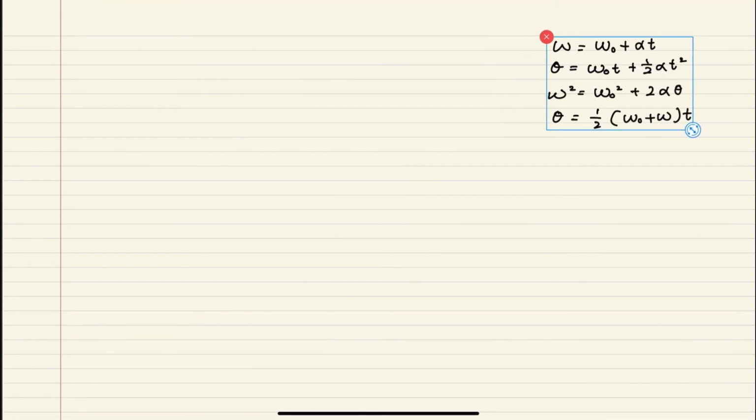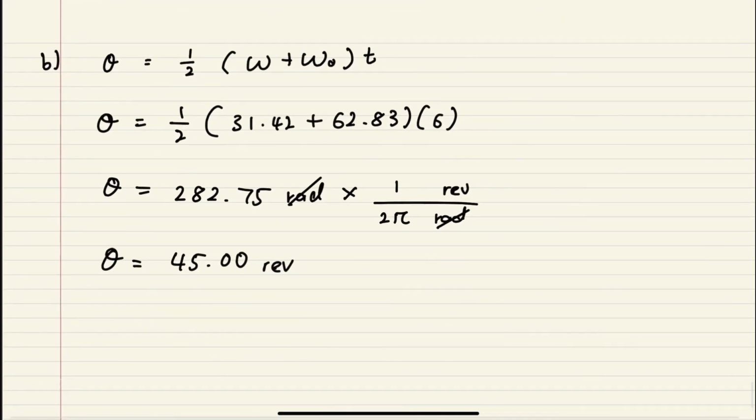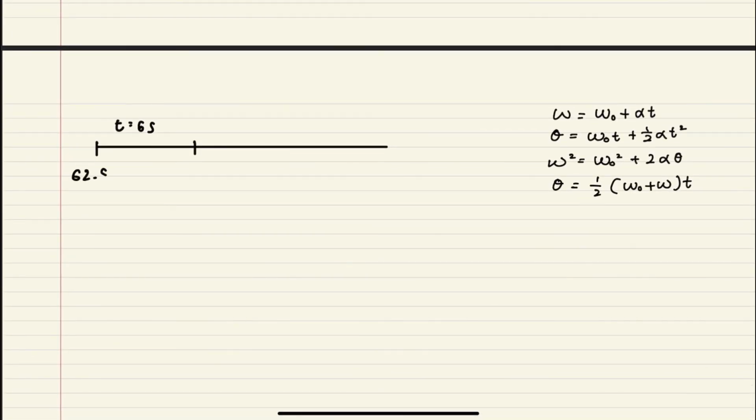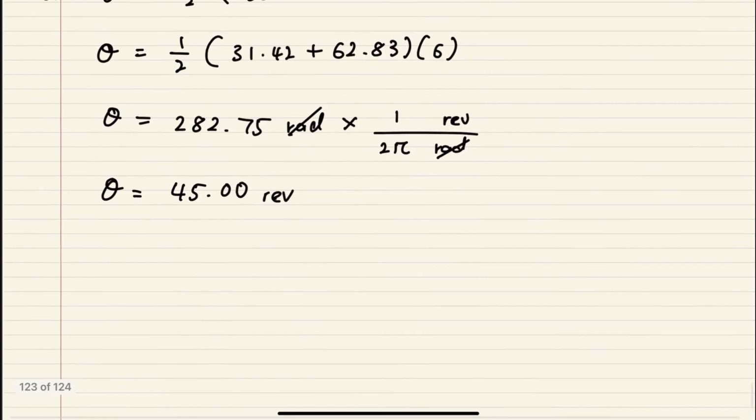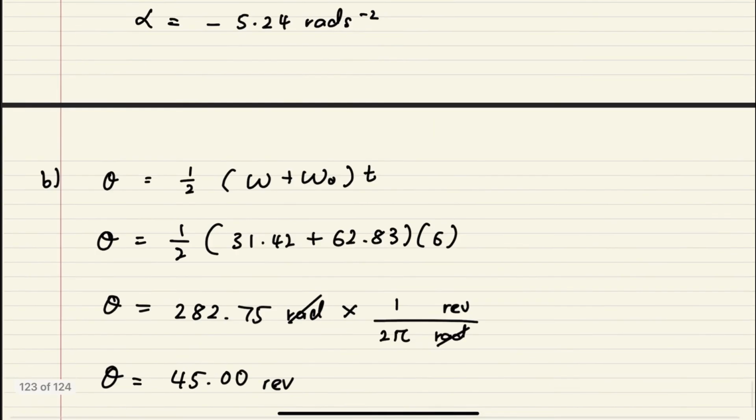Maybe I can do it in a new page. Okay, now they want you to find the extra time needed for it to completely stop. So assume that this is like a timeline. Initially in 6 seconds, the object reduces omega, in terms of radian, from 62.83 to 31.42. Okay, the time taken is t equals 6 seconds. The alpha is negative 5.24.